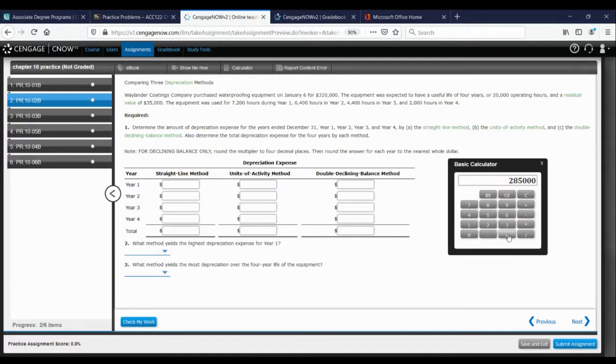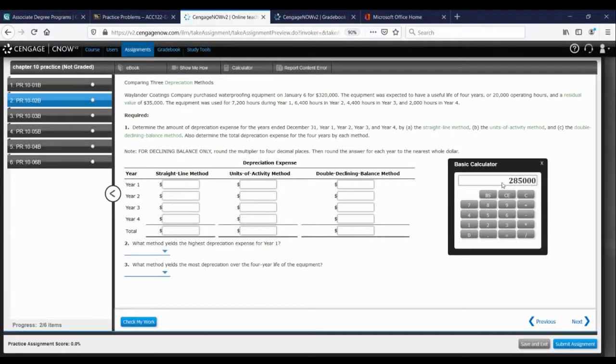Now, with the straight line method, we always use a useful life in years. So notice that on this asset, it gave you a useful life of 4 years. That's what we would use under the straight line method. But it also told us it had a life of 20,000 operating hours. This 20,000 operating hours will be used when we calculate the units of activity method. So under the straight line method, we always use years as our useful life.